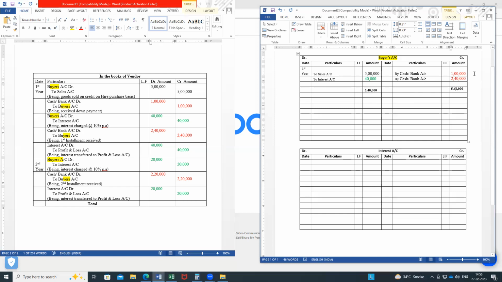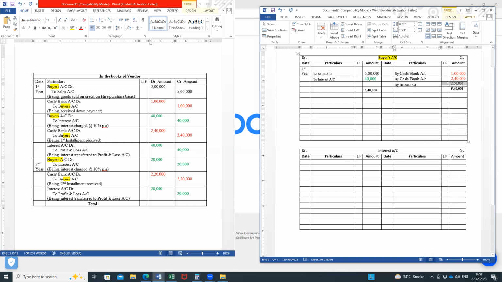And now for the balancing amount, this side is higher. What is the balancing amount? You see, the balancing amount would be 2,00,000 which is remaining. And on which side will this balance show? It will show on the credit side. And that's what you have to write: by balance close down.